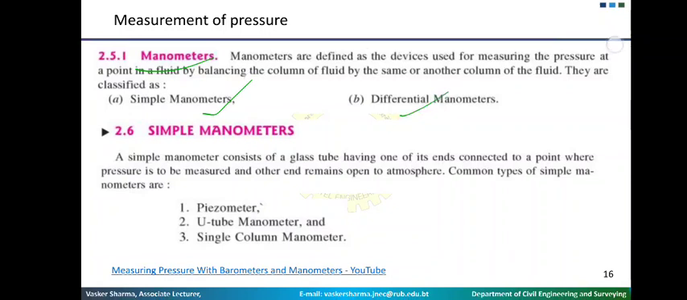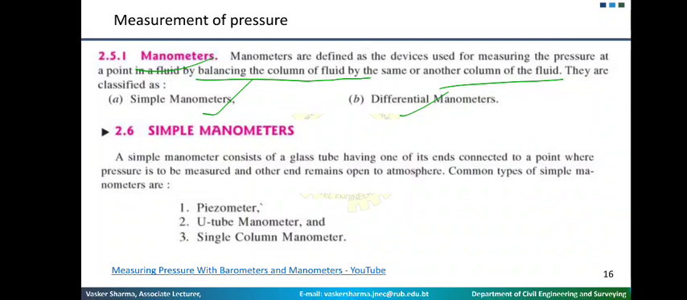These devices are used for measuring pressure in a fluid, or at a point in a fluid, by balancing the column of fluid with some other fluid. So there will basically be two different types of fluids sometimes, and using these two different types of fluids we try to measure the balance, or the pressure.